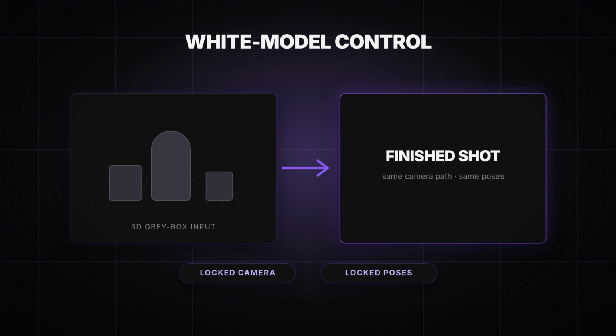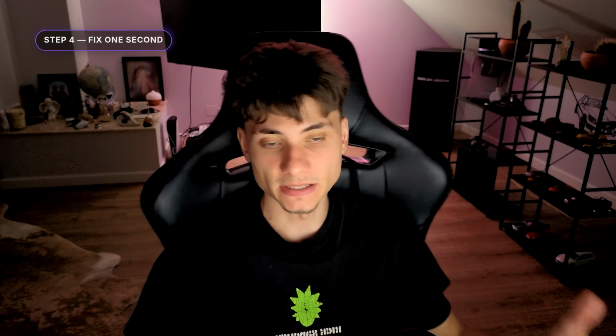There's also a white model control, so you feed it a 3D gray box render and it locks the camera path and poses, then renders the finished shot on top. So if you're doing a previs, that's your feature. But right now I'm staying on the ad workflow. And step 4, my favorite thing, the whole release.